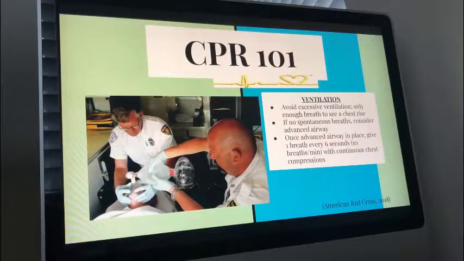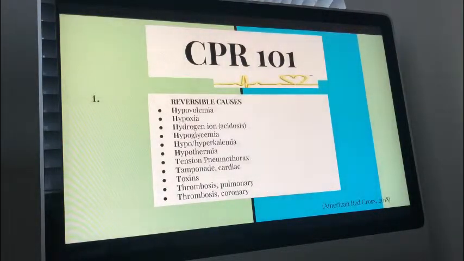For ventilation, you avoid excessive ventilation, only enough breath to see a chest rise. If there are no spontaneous breaths, consider advanced airway. Once an advanced airway is in place, give 1 breath every 6 seconds or 10 breaths per minute with continuous chest compressions. You don't need the ratio. And these are the reversible causes, the H's and T's.